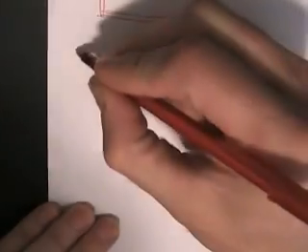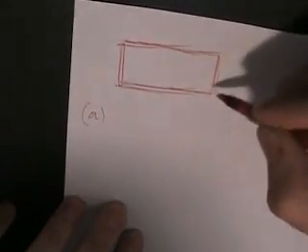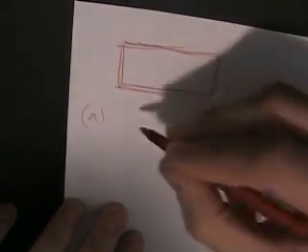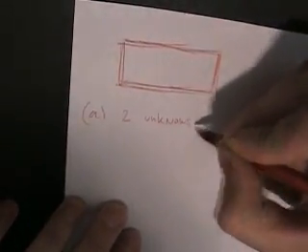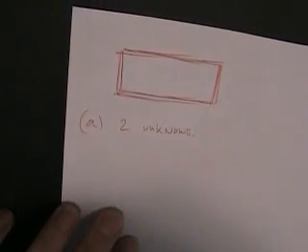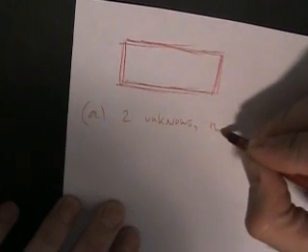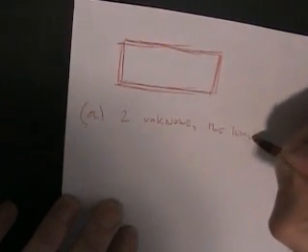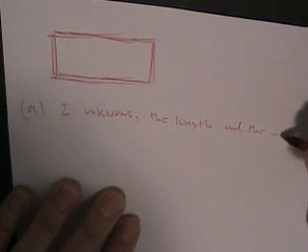So for part A, we could say that the unknowns are the length here and the width, right? So for part A, it says determine the number of unknowns. So there are two unknowns. And it says and give their names. I guess so two unknowns, comma, the length and the width. Okay, the length and the width.